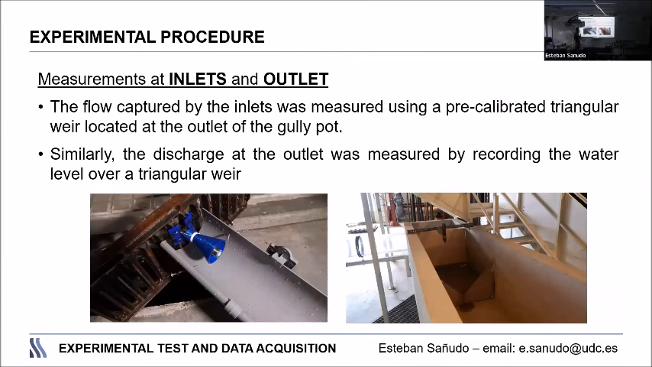Regarding inlets and the outflow, it's similar. We put a triangular weir inside the gully and the outflow, and with a curve relating discharge and depth, we can know how much discharge is passing through and how much discharge the inlets and the weir are catching.